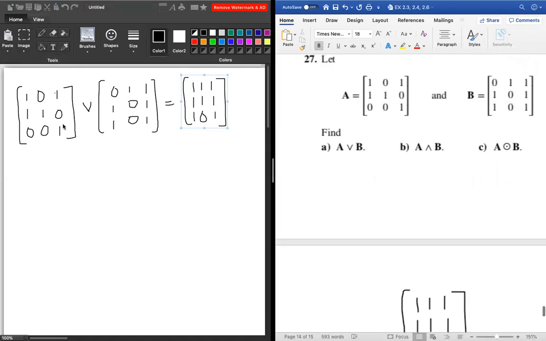Okay, part B, we have A intersection B, or A and B. So we have this 1 over here and this 0 here: 1, 0 is 0. 1, 1 is 1. 0, 1 is 0. 0, 1 is 0. 1, 0 is 0. 0, 0 is 0 again. 1, 1 is 1. 0, 1 is 0. And then 1, 1 is 1.